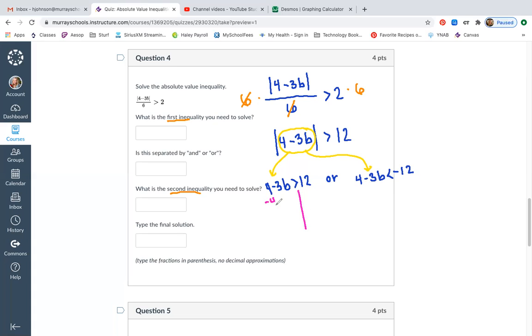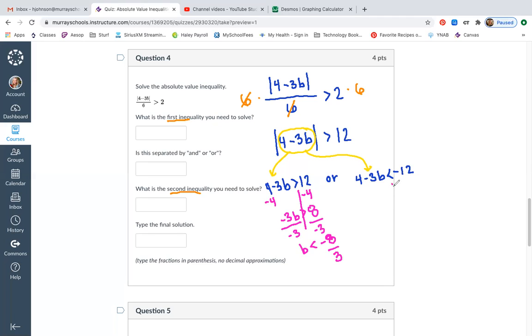So I can subtract 4. 12 minus 4 is 8. So I have negative 3b is greater than 8. And then I can divide by negative 3, divide by negative 3, and I get b, but remember when you divide by a negative, that greater than symbol becomes a less than, and this is 8 thirds. So b is less than negative 8 thirds.